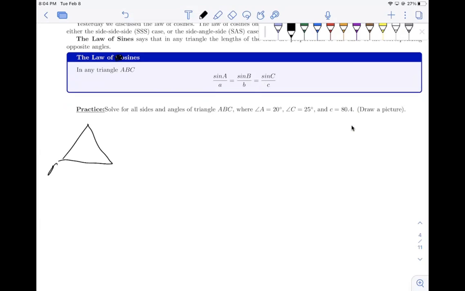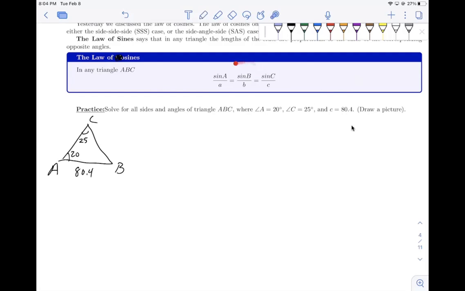So I have here A, B, C. Again, just sketch any picture. It doesn't have to be perfect. It's just to get everything relatively correct. And side C is 80.4. So we want to start out solving this.